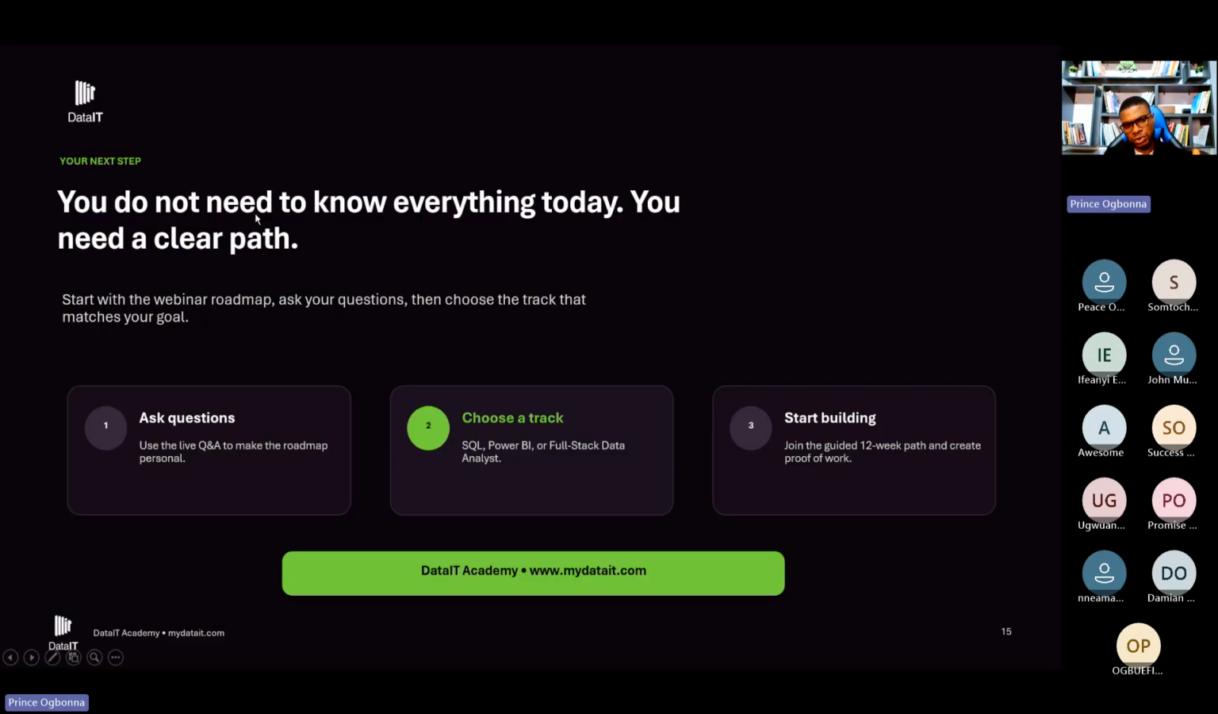You don't need to know everything today. You need a clear path. Sometimes we overthink it, and we think that we need to know this, know this, know this. You must be a computer this. You must know this. No, that is not how it works. You just need to start from A, get to B, C, and D, right? It's stage by stage.